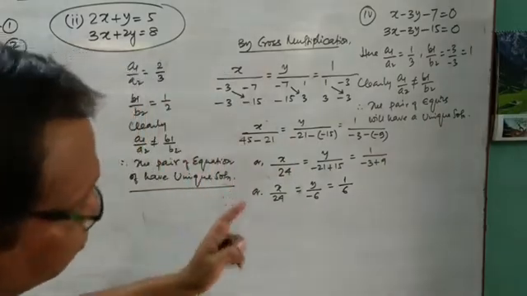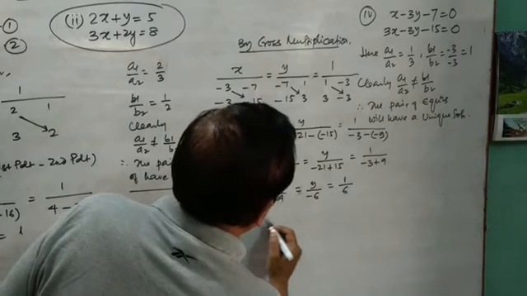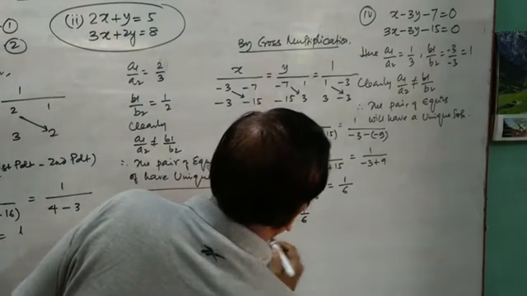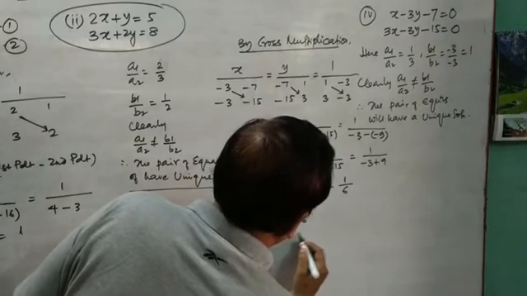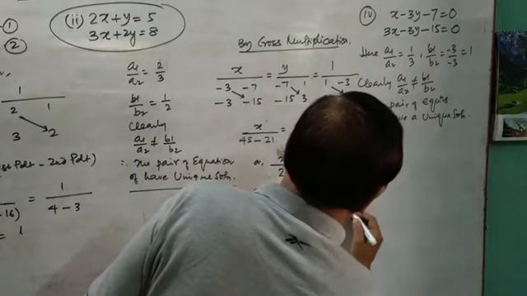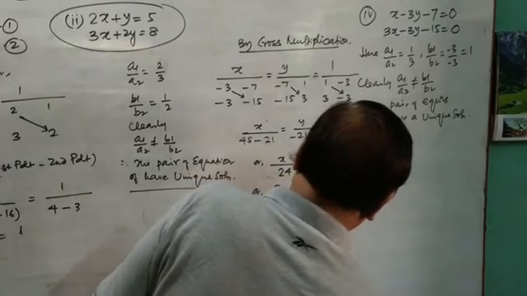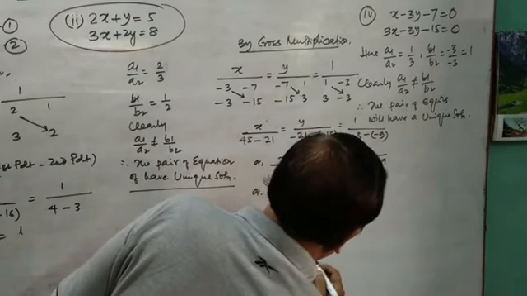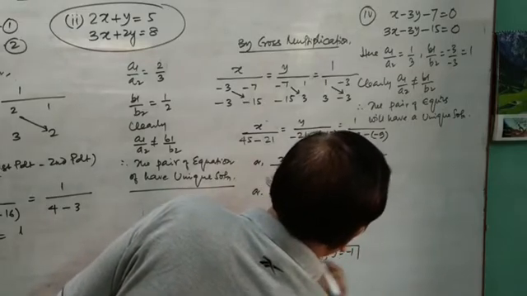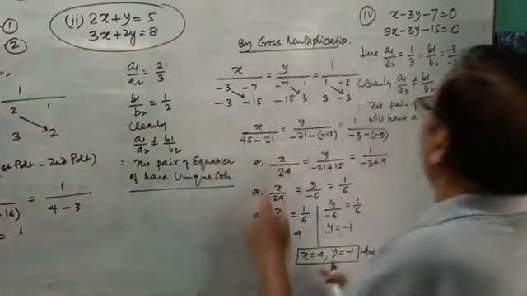Now first equals second equals third. Equating the first and third, we will get x by 24 equals 1 by 6. Therefore x equals 4, and y by minus 6 is equal to 1 by 6. Therefore y is equal to minus 1. Therefore x equals 4 and y equals minus 1 is the solution by the cross multiplication method. You can verify it.